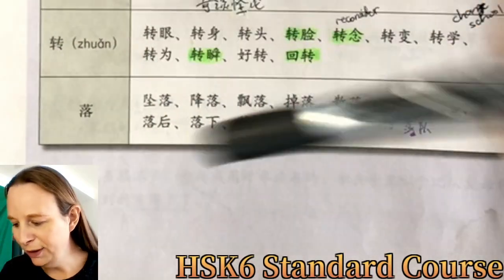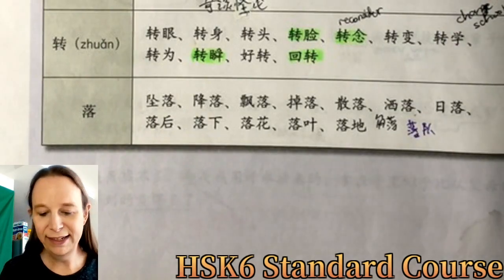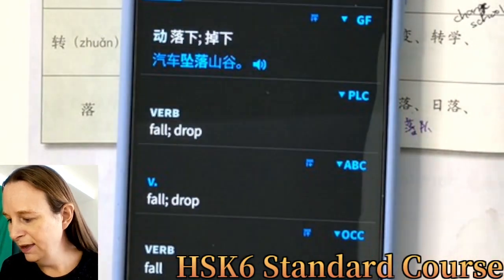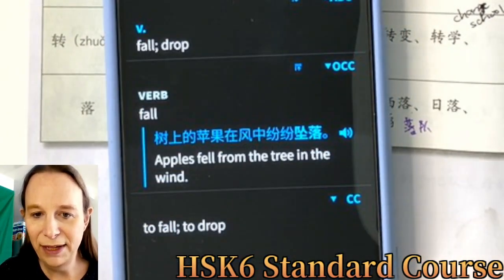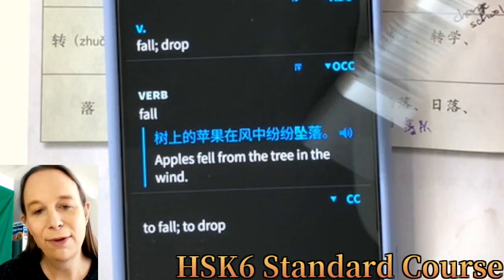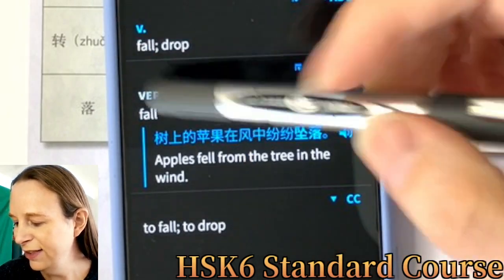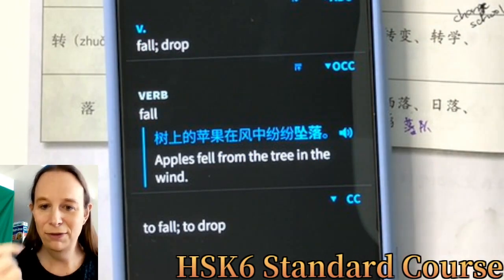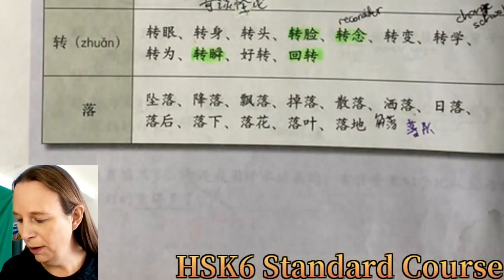So, 坠落. 坠落 is like drooping. Oh, this will probably be in the text. 坠落. Yeah, fall, droop. 树上的苹果在风中纷纷坠落. 纷纷 meaning one by one. This is also another grammar thing, one by one. Okay, so the apples on the apple tree in the wind just fell off one by one, or drooped or fell. Yeah. All right. 坠落.